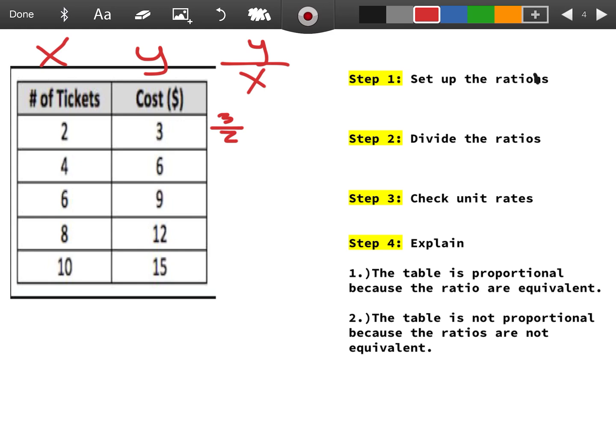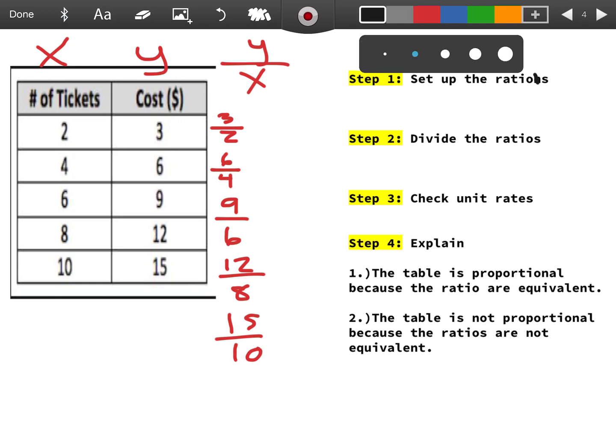My next ratio is going to be 6/4. My next one is 9/6. My next one 12/8. And my last one 15/10. So all my ratios are set up. My second step says to divide the ratios. So we want to divide the ratios to see if we get the same unit rate.